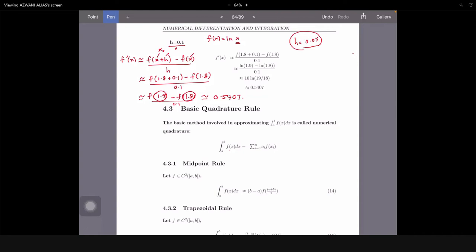Kalau okay, saya nak proceed. Jelas tak? Boleh? Right, good. And then kalau okay, saya proceed kepada integration pula.